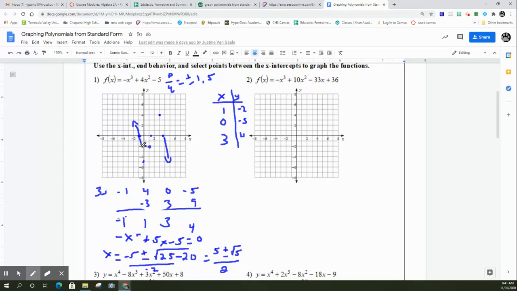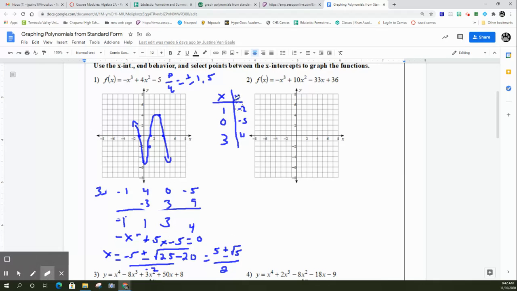So we know we're going to be coming down here, coming up through here, and back down. So my graph is going to look something like that. Again, you could use the calculator to be exact on these decimals. I was just trying to approximate it. So that's how I would graph that one.